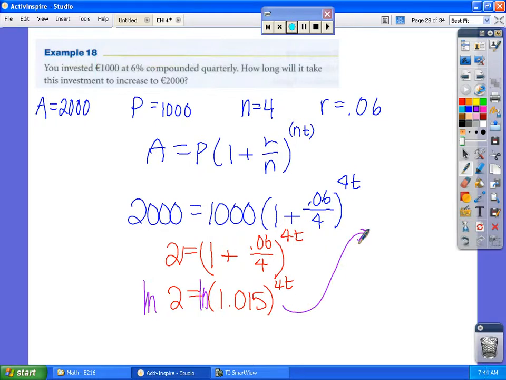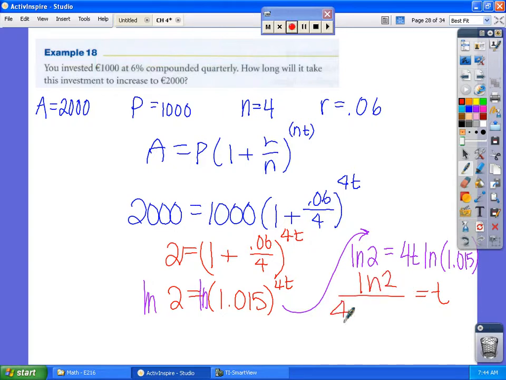Now that I have the ln of both sides, I'm going to write the next line for you. Move the exponent in front, 4t ln of 1.015. And then if I want to isolate t, I would divide both sides by 4 ln of 1.015. Put that in the calculator, and you should have your final answer.